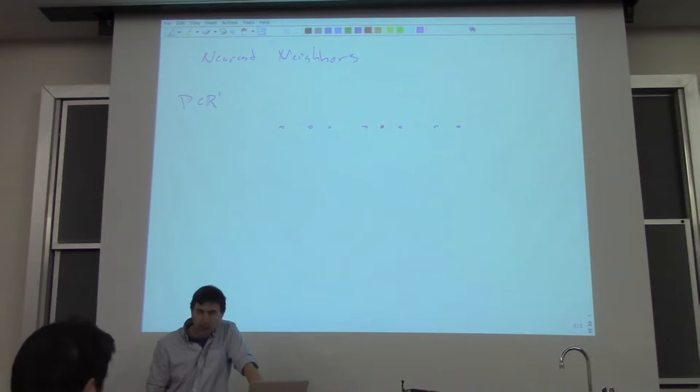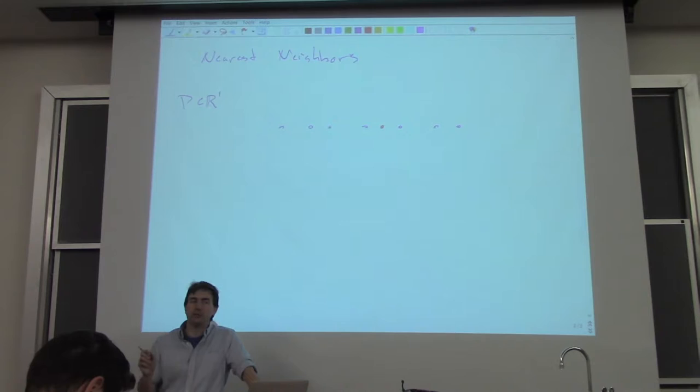Now, how would you pre-process the data set so you can quickly find the nearest neighbor? We talked about this briefly. What is kind of a conventional way to do this?